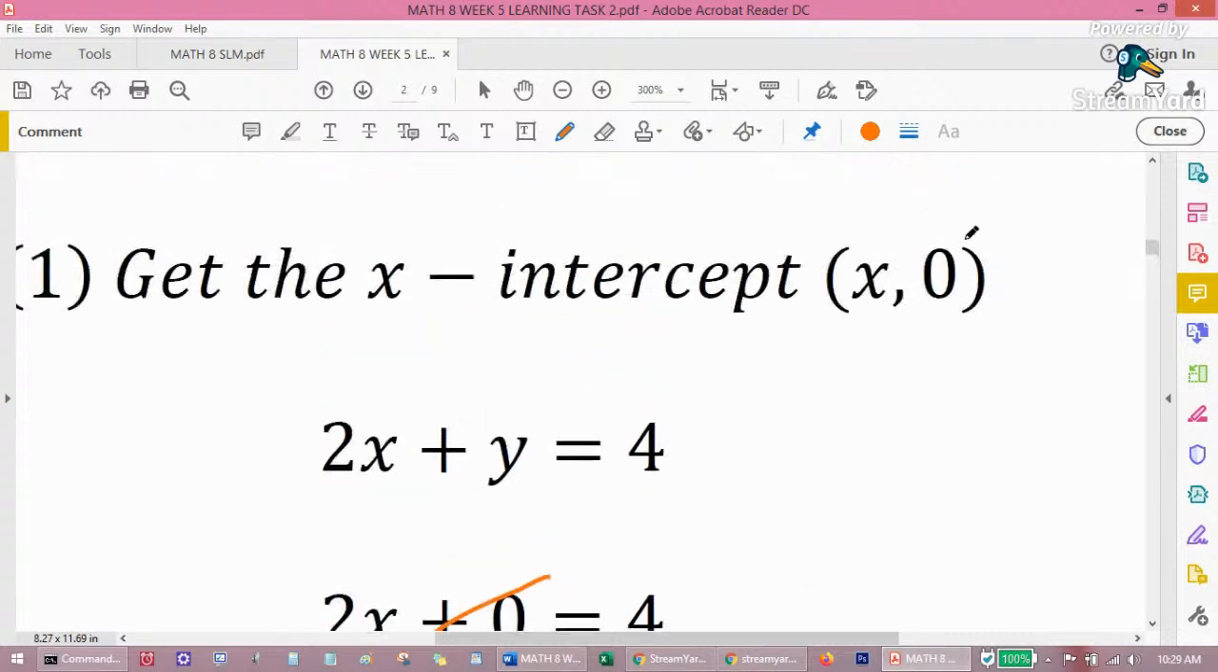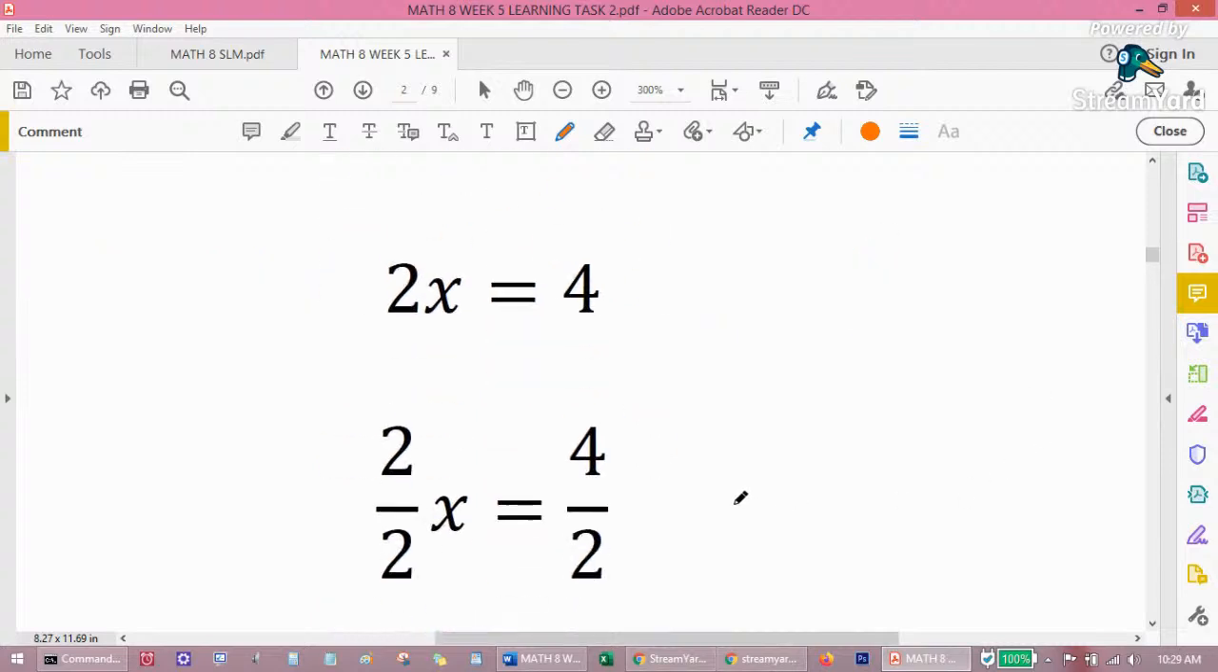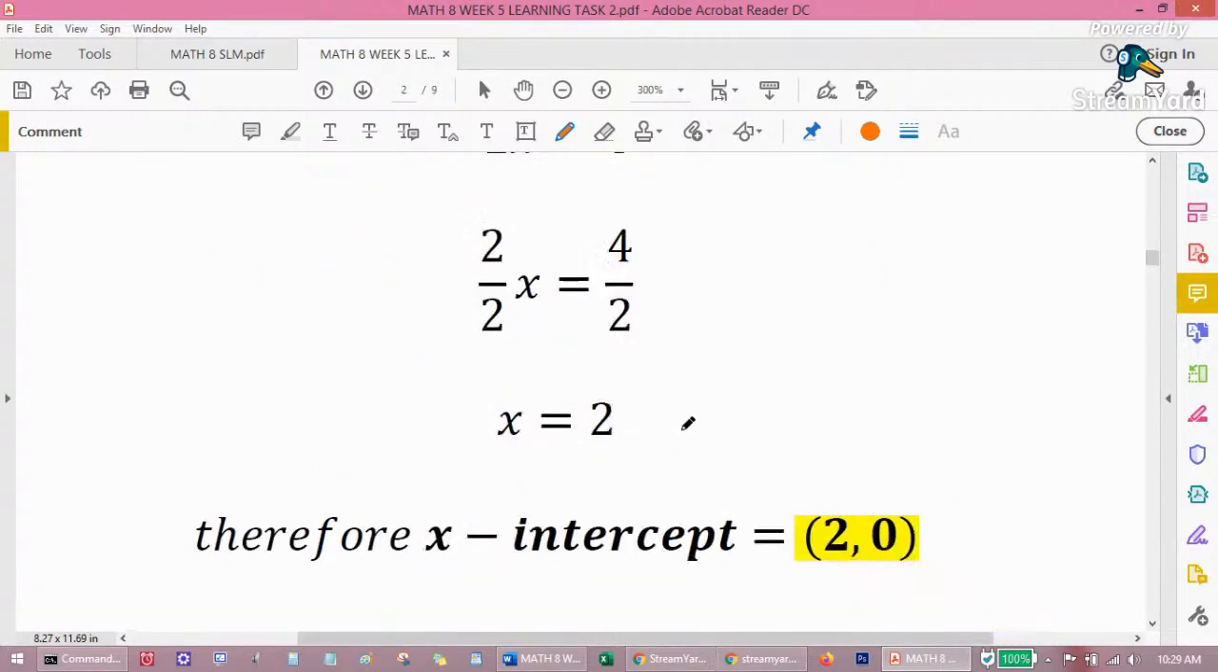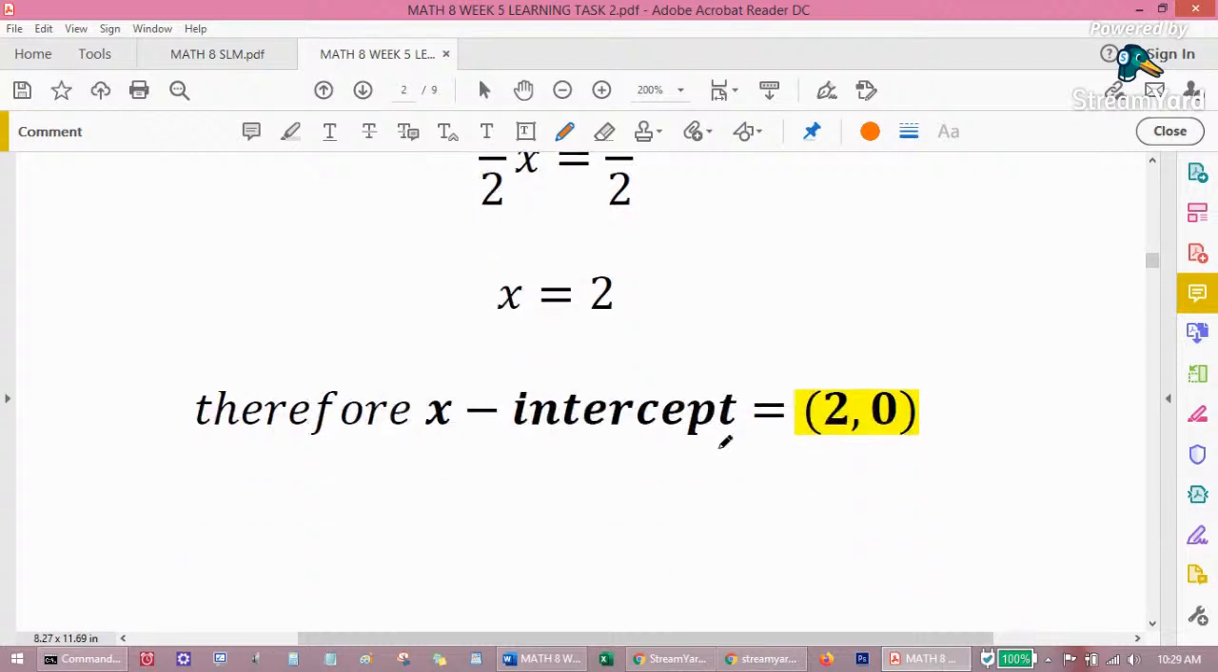So, kapag ang y is 0, yung x natin ay magiging equal to 2. That's why ang ating x-intercept is x is 2, and y is 0. That's the x-intercept.